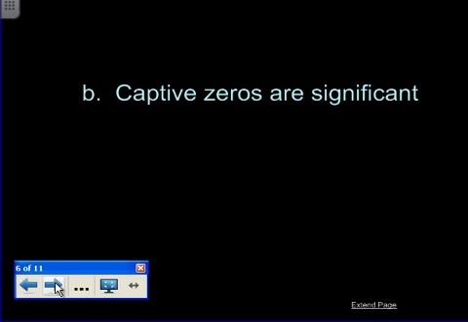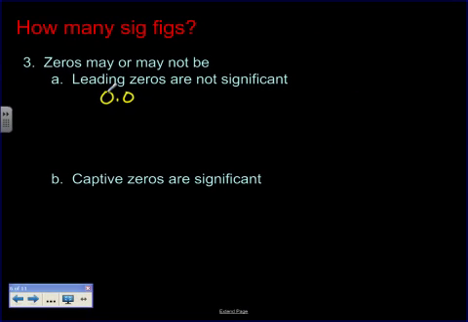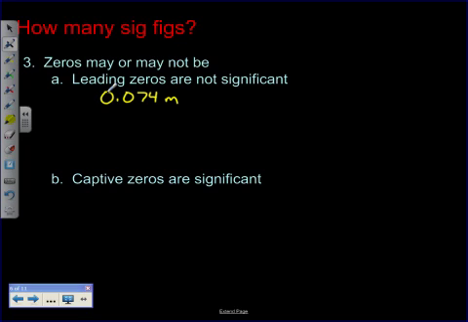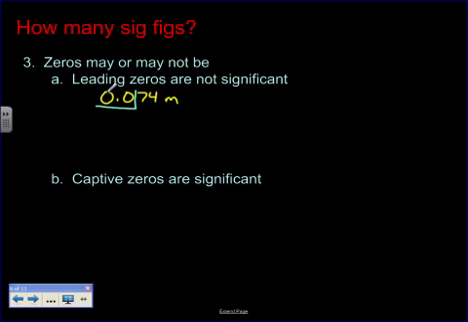Next part of the rule there, and I think I've got a little jump in my slide here, so just bear with me. Okay, so rule 3, zeros may or may not be significant. Leading zeros are never significant. So if you look at this number, 0.074 meters, what we mean by leading zeros are zeros in the front of the number. It doesn't really matter for a leading zero where they are in relation to the decimal. If they're at the front, they're not significant, so we don't count them.